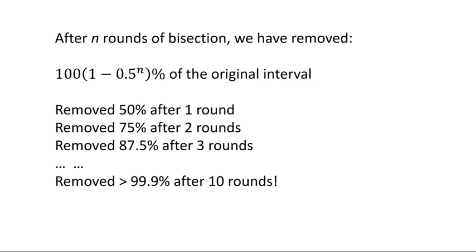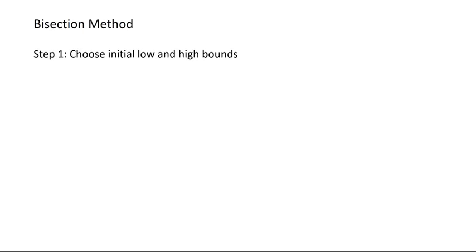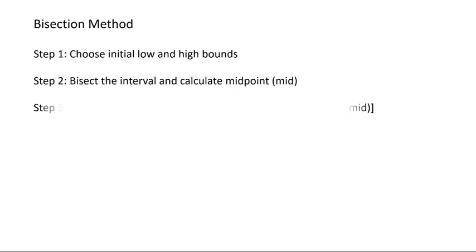And so we're zooming in on a very small interval that contains our solution, which means that basically the average of the remaining interval, we're getting it down to such a small interval that we can just kind of look at the midpoint and say that that's our solution to the function. So just as a summary, the bisection method, we choose initial low and high bounds. We bisect the interval and calculate the midpoint.